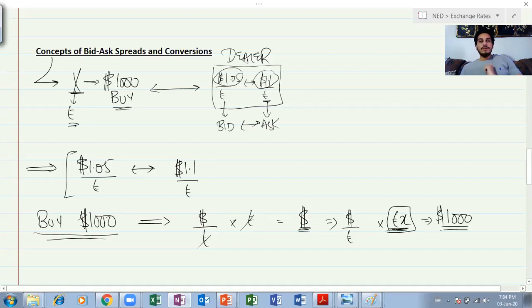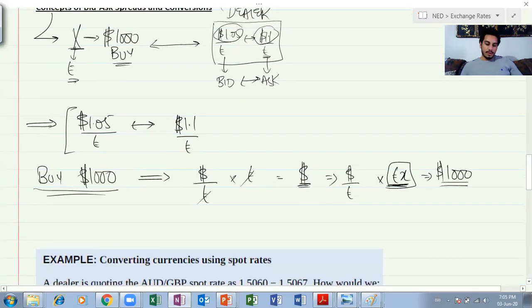So obviously I need to be a loser. I need to pay the highest amount of euros. So as if I want to buy $1,000, I should end up paying the highest amount of euros. That's the code I'm going to use. So in order to get the euros, to get X amount of euros, I simply divide $1,000 divided by the quote. So I'm using the division of the quote. I need to divide it by the quote.